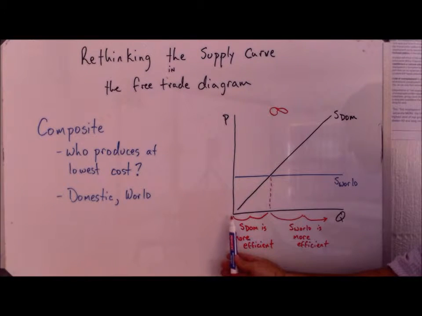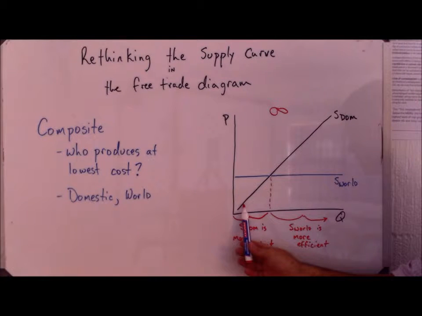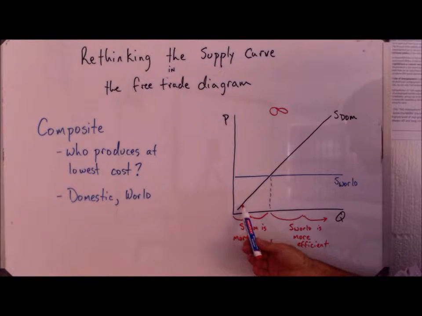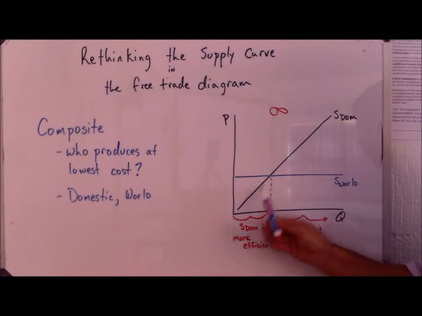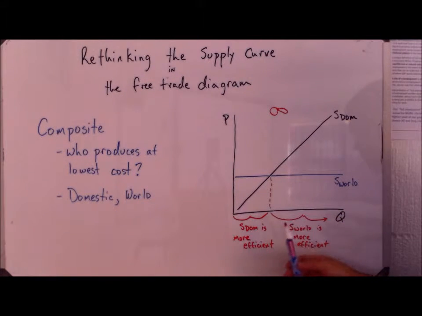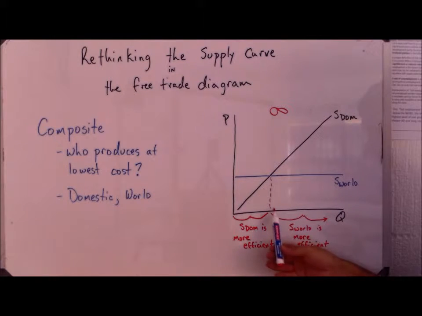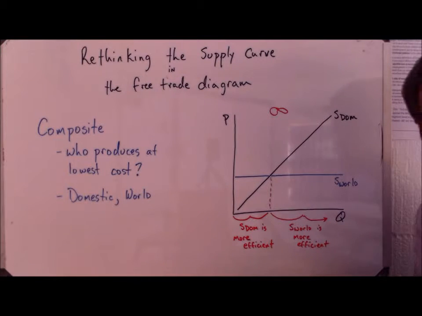So when we start over here at 0 and again ask the question, well, who's going to produce the first unit? Well, we see the lowest price is here on the domestic supply curve. The world supply curve is way up here, so domestically this product can be produced more affordably, more effectively, more efficiently. That remains true until these two supply curves intersect. So everything from this point to the left is going to be produced by the domestic suppliers, and everything from this point to the right is going to be produced by the world suppliers.